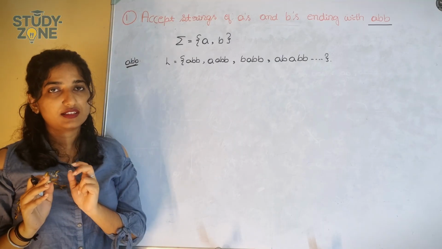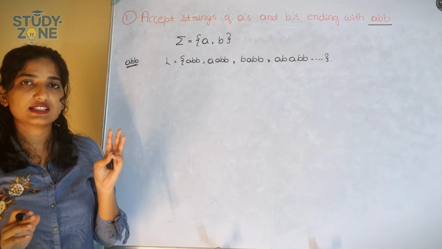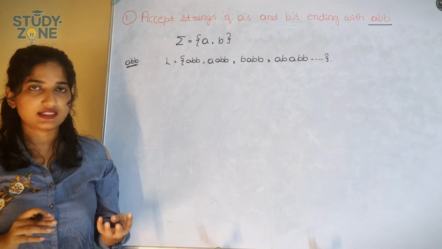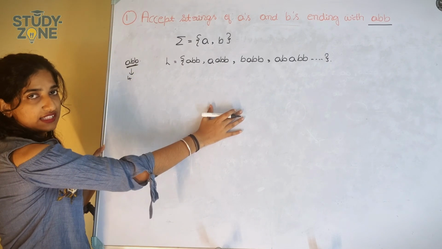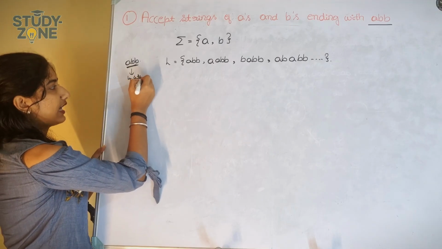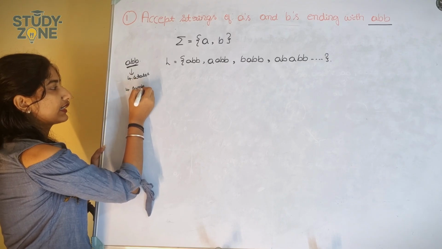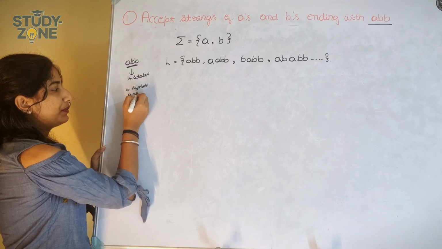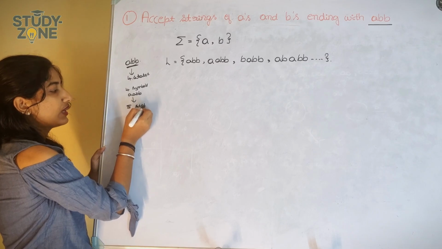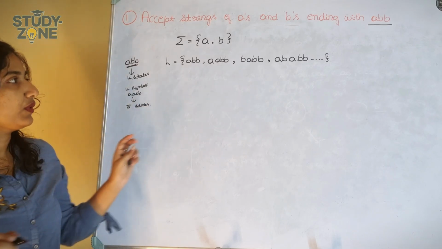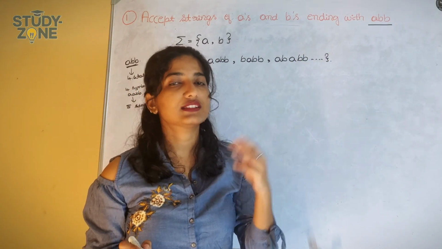The simple trick for solving these DFAs is, if we get 3 symbols, then we have to write 4 states. Okay, remember this one. If there are 3 symbols, then in the transition diagram we have 4 states. If we have 4 symbols, then we have to take 5 states, correct? And if we have a string ending with A, B, 2 symbols, then we have to take 3 states.